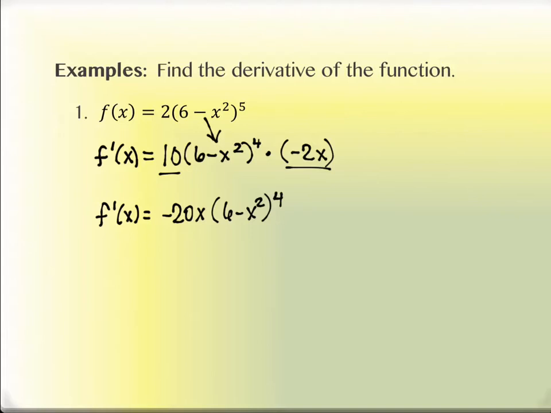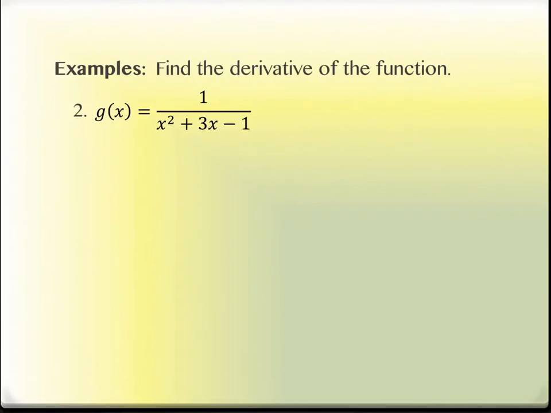It's okay. Yeah, so now I have negative 20x, and then 6 minus x squared to the 4th. I don't need to multiply that out. That does not improve the look of the equation at all. Nothing, right? That's not going to be helpful. This is where you stop. It's all cleaned up. It's all finished.